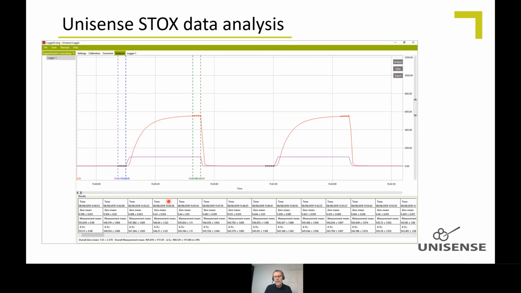This is all accumulated down here, so you get the time of the measurement, you get the zero mean, and that will actually be the mean of the zero before and after a measurement. And then you get the measurement mean, so that is the average of these 5 points, and then it calculates the delta signal as well, and there's standard deviation on all of it, and you can export it to Excel. So it's very easy to work with.